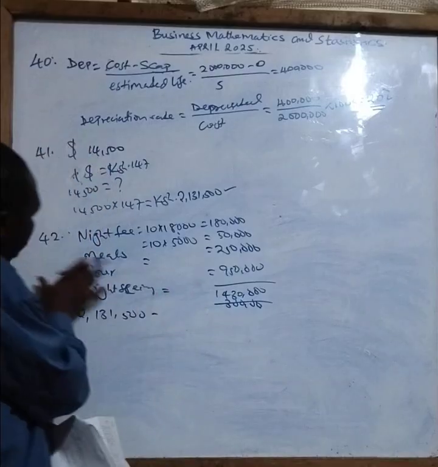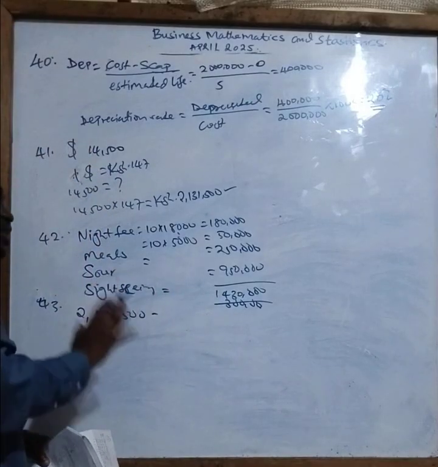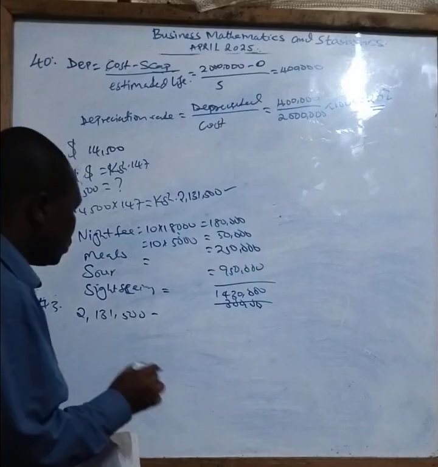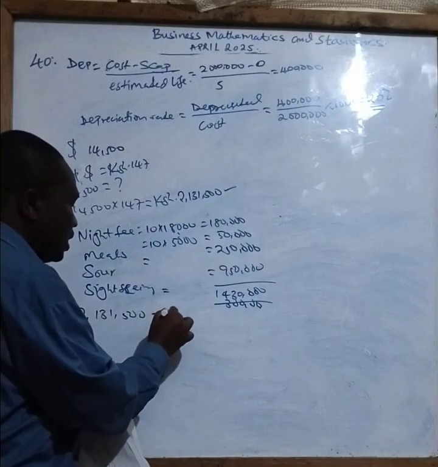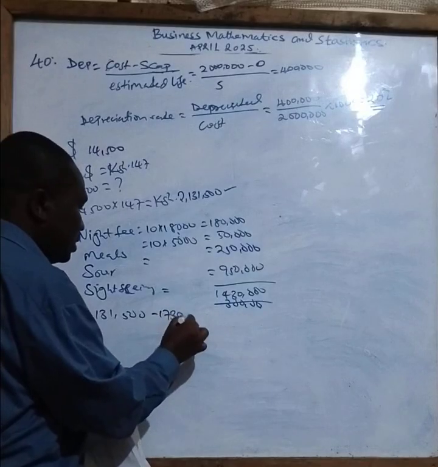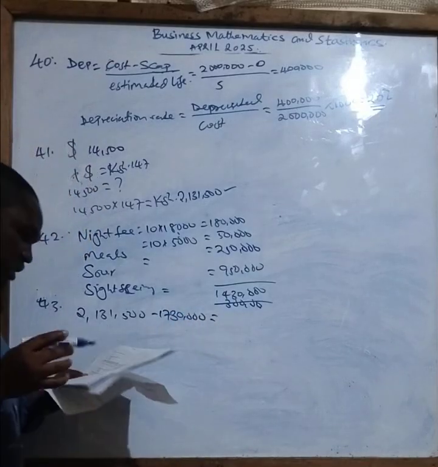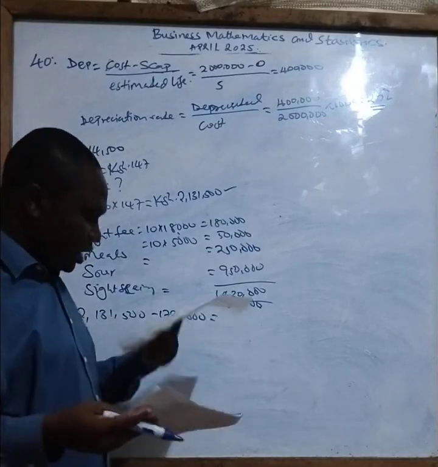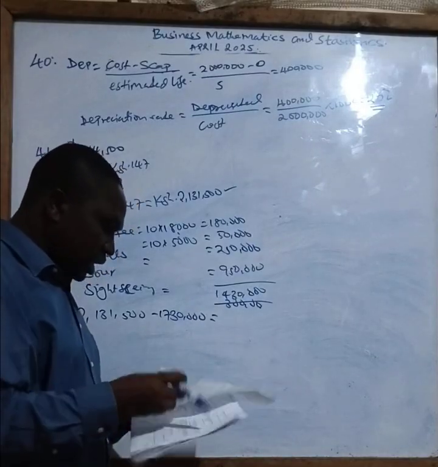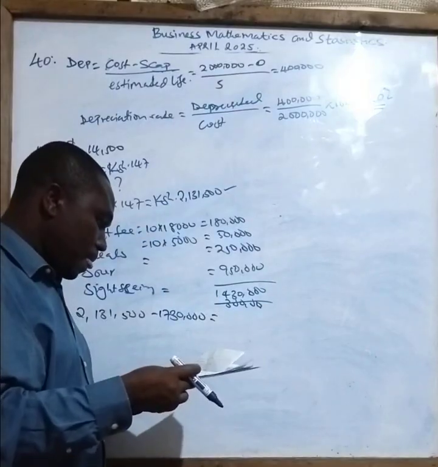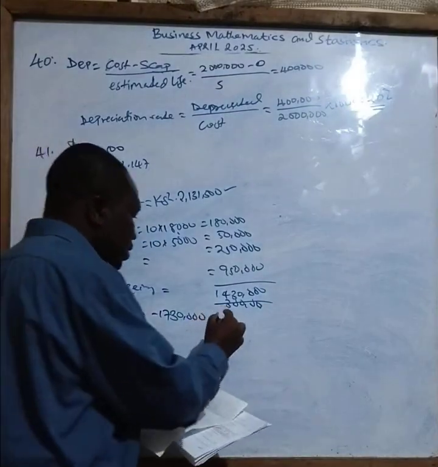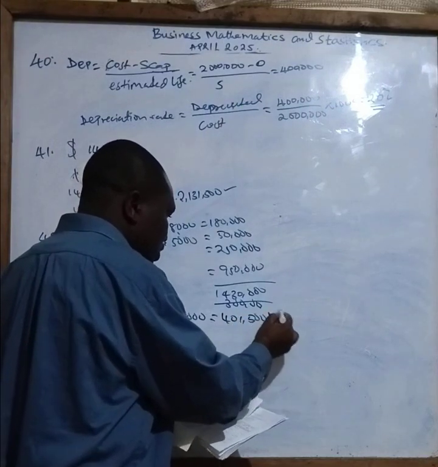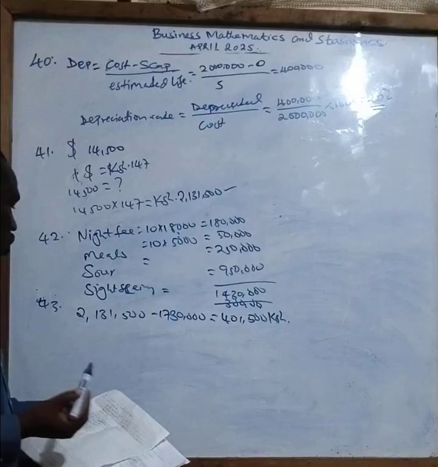But for question 42, we are told to calculate the total expenses before the flight ticket. So this one will give you 1,730,000. So how much is that, class? If you work out that particular question, it is 401,500. This is Kenya what? Shillings. Convert this into US dollars.